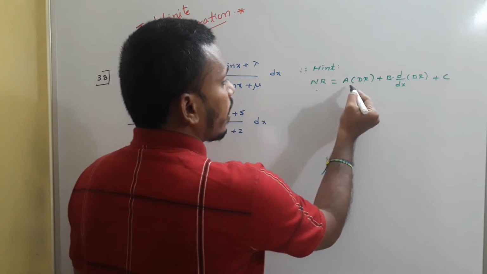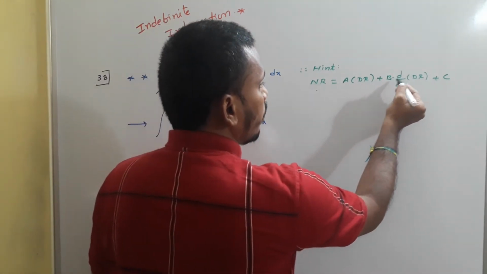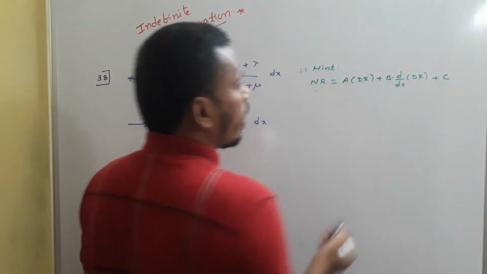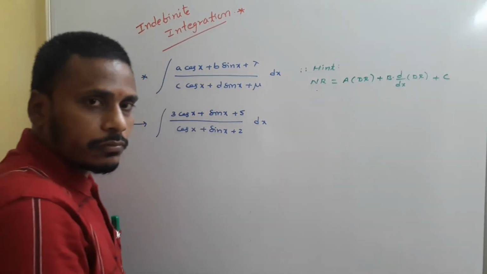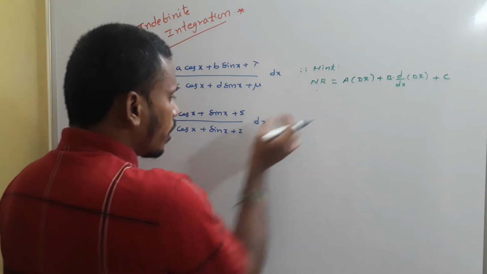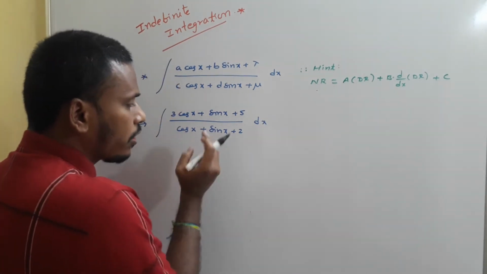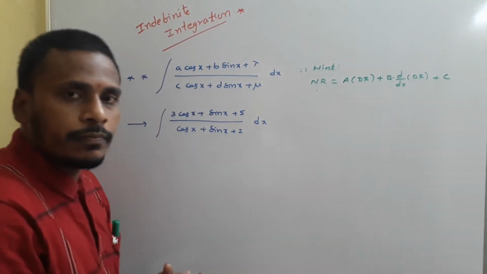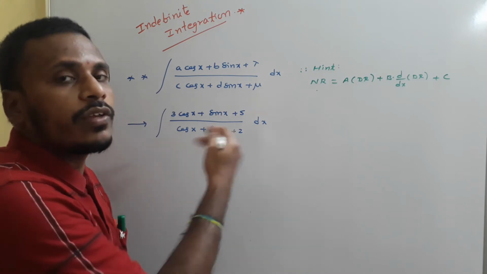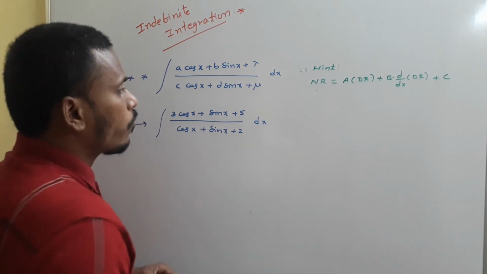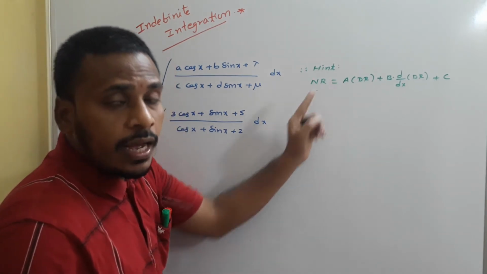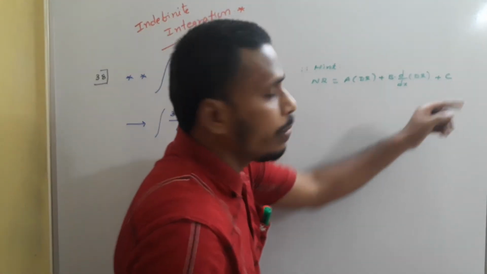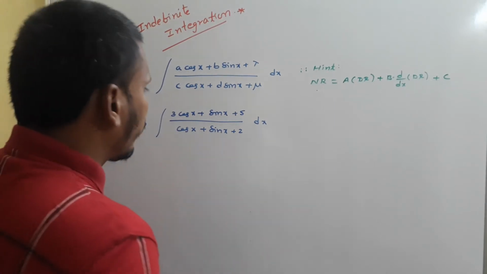we need to move in such a way that numerator equals a times denominator plus b times d by dx of denominator plus some constant c. This is the first step. After this first step, you split this function into three different integrals, and then we move on with the previous methods which we learnt. First of all, move with this hint, and then try to find these constants a, b, c. After that, everything will be clear for you.